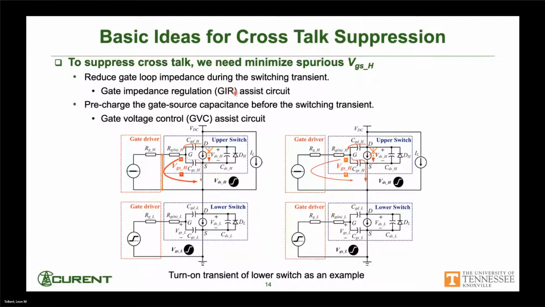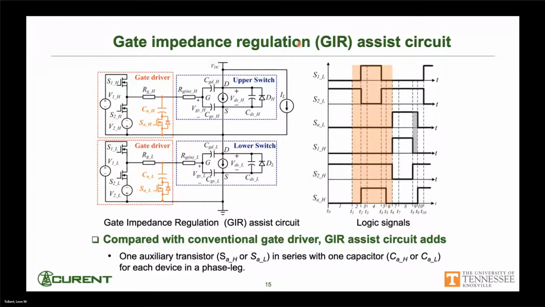And so we're going to refer to the first one as gate impedance regulation to try to reduce the gate impedance. And the second one we're going to refer to as gate voltage control. And these are pretty simple circuits that are added to the gate driver to just help. So the gate impedance regulation assist circuit, here's that conventional gate driver I talked about. And then here's what we add, just a very small capacitance and a small switch. These are not power devices. These are logic level type switches and stuff.